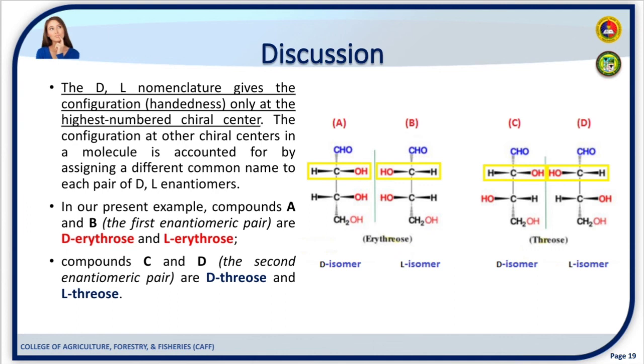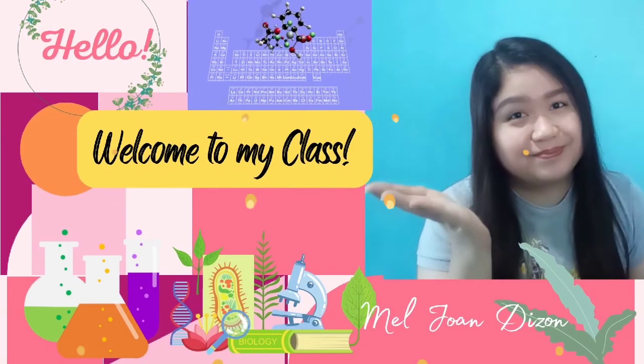In our present example, compounds A and B are our first enantiomeric pair, and they are D-erythrose and L-erythrose. Compounds C and D, the second enantiomeric pair, are D-threose and L-threose. So this ends part 2.